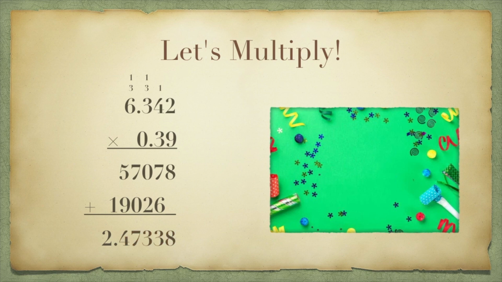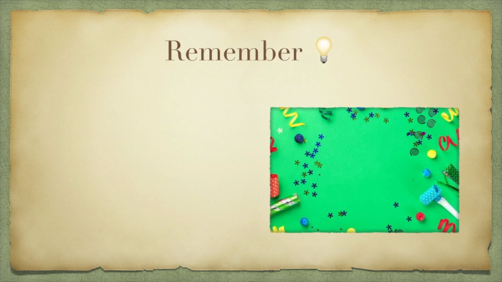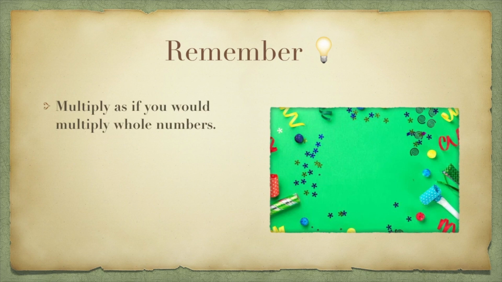Therefore, the final answer should be 2 and 47,338 hundred thousandths. So that's the final answer. That is how you multiply decimals. Again, remember, multiply as if you would multiply whole numbers. So the arrangement is the same, the rules or the steps are the same.